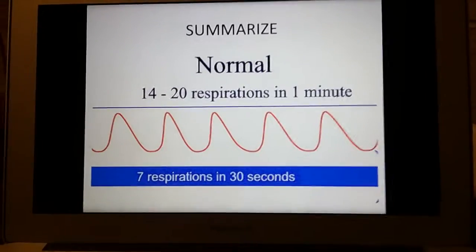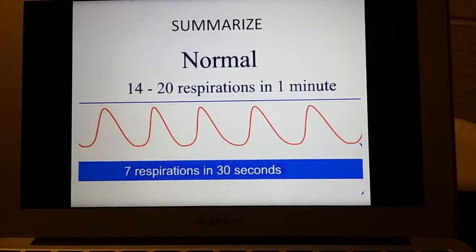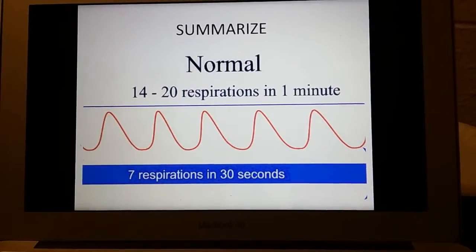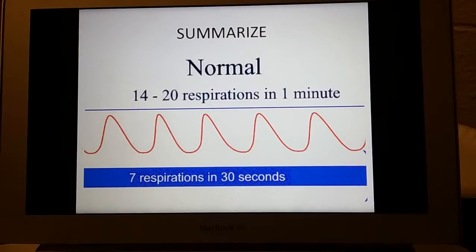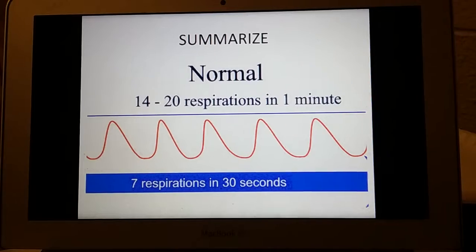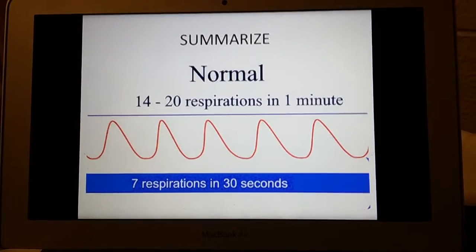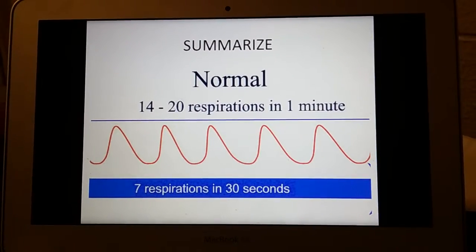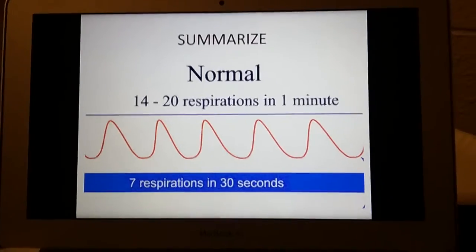Now to summarize, giving an example of respiration: a breathing rate of 26 is normal for a young child, slow for an infant, and rapid for an adult.